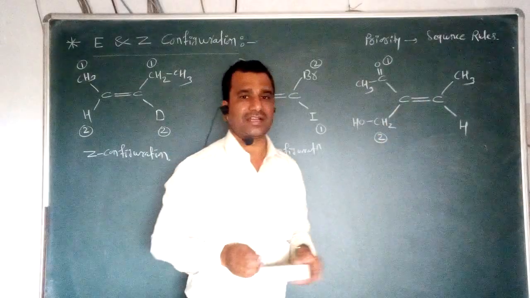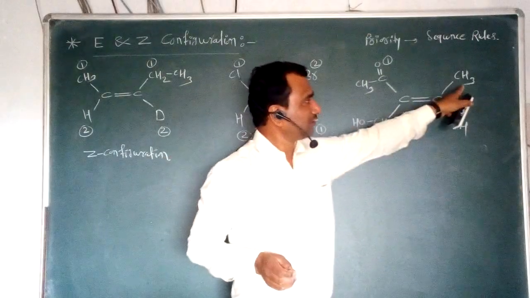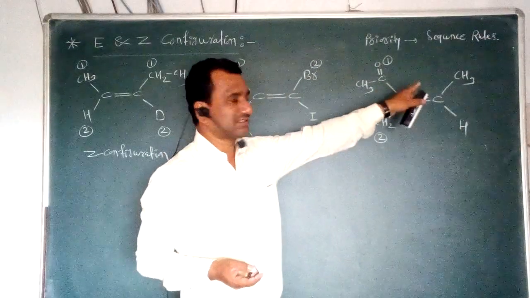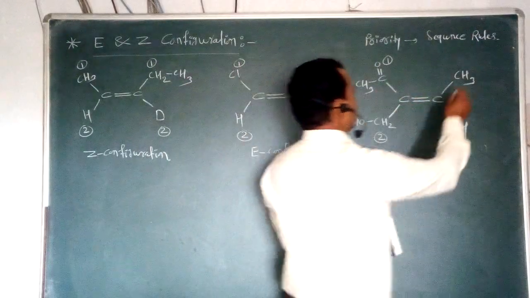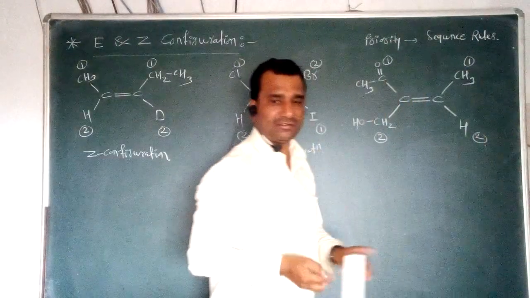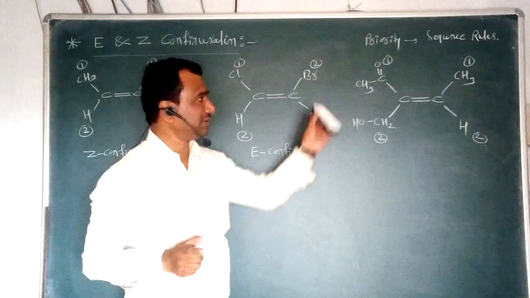If we look toward this second olefinic carbon, one group is a methyl, second is a hydrogen. So it is very simple that as this carbon has the more atomic number, it gets the first priority and this hydrogen gets the second priority. Now we just have to compare the relative position of similar priority groups.